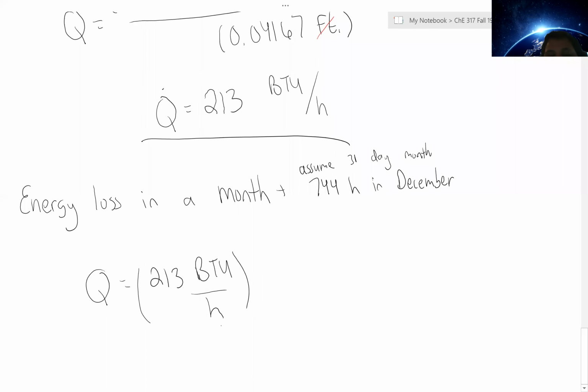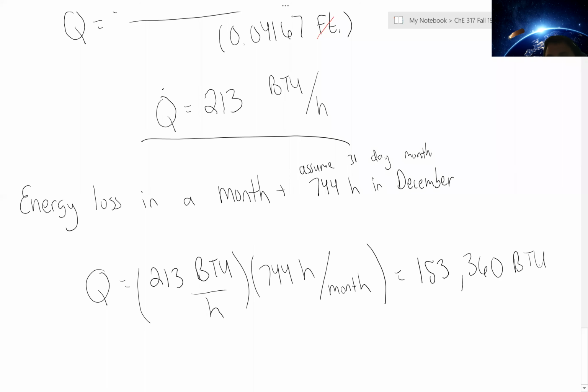So we have our 230 BTUs per hour times 744 hours in the month. And so we have 153,360 BTUs lost.